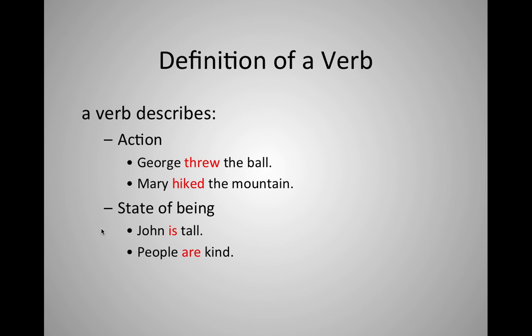The second type of thing that a verb can describe is a state of being. A state of being is conveyed by a being verb, such as is or are or was or were. John is tall. People are kind. In those two sentences, you can see that the verb is and are conveys a state of being for John and the people. In many ways, a state of being verb conveys a type of adjective, a descriptive of the subject. So these are the two essential definitions of a verb that we find in English, and it's the same with Hebrew.